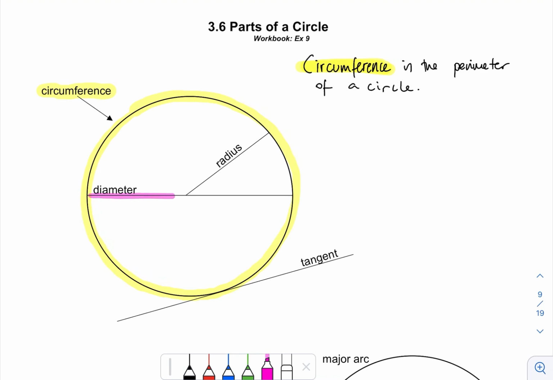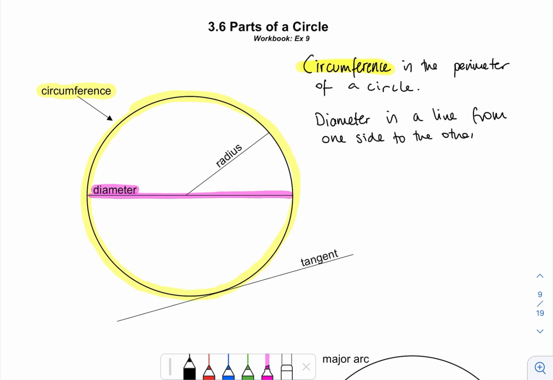Okay. The next one that I'll do here is the diameter. The diameter is this one, this line here that goes from edge to edge of a circle. Okay. Now, diameter is the line from one side of the circle to the other, passing through the center. Now this bit's important, okay? It has to pass through the center of the circle.